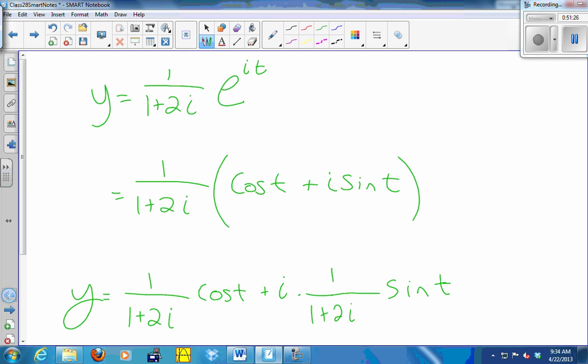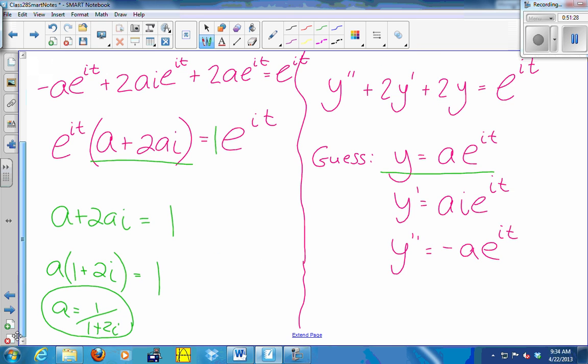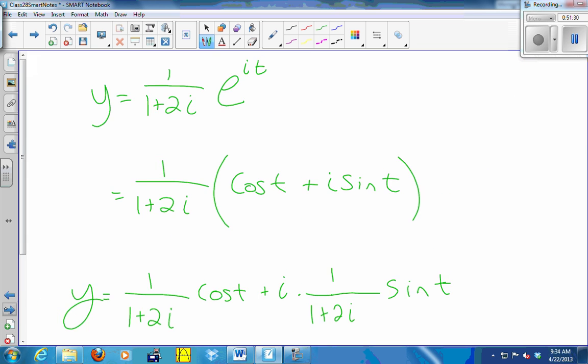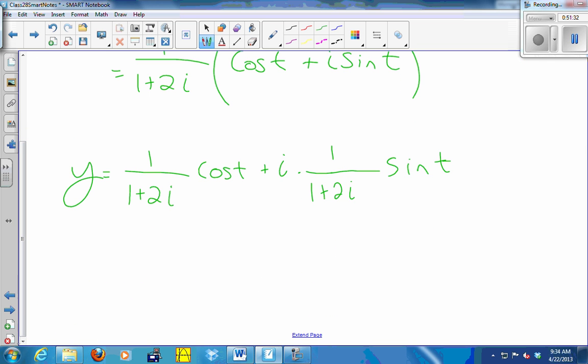Two minutes, I can finish. Okay, so where was I? Here's my solution to the incorrect forcing function. But if I just grab the imaginary part of that, that's a particular solution to my forcing, the correct forcing function.